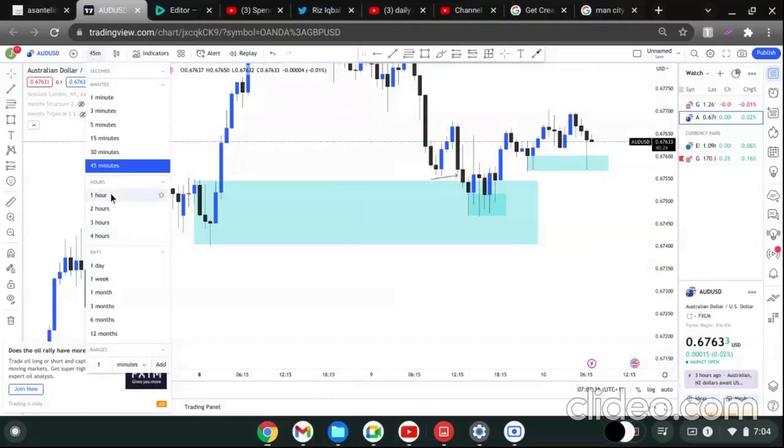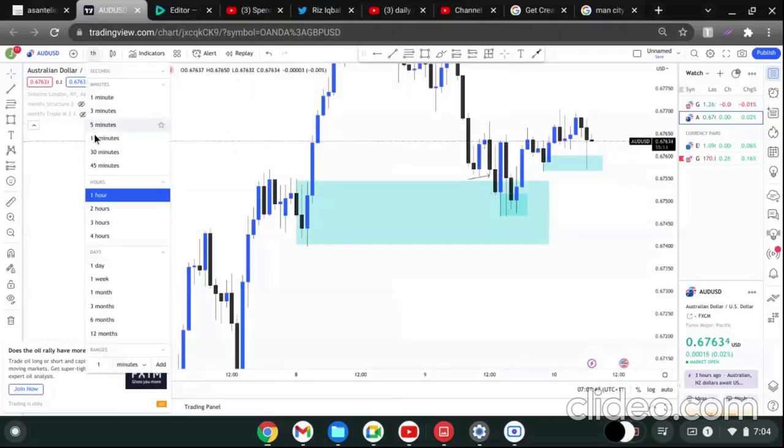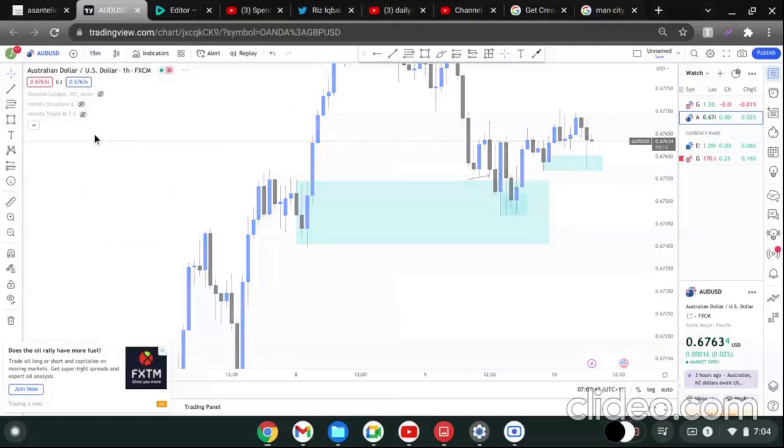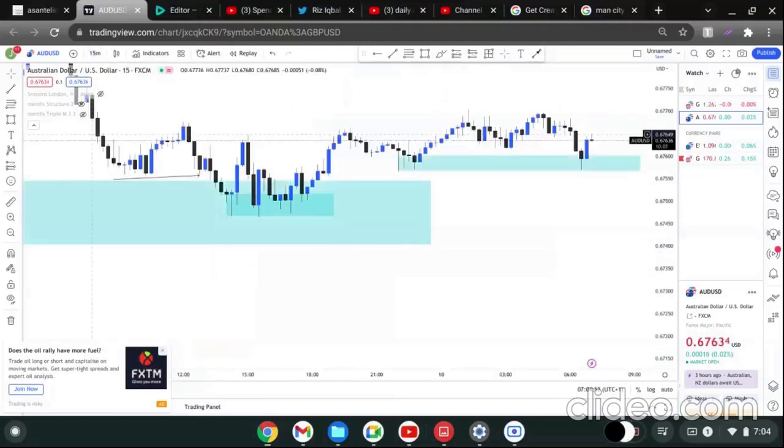So yeah, let's go to the 1 hour. I do multi time frame analysis to have a better understanding of price action. So what I'm going to do right now is go ahead and place my buy order at this zone.